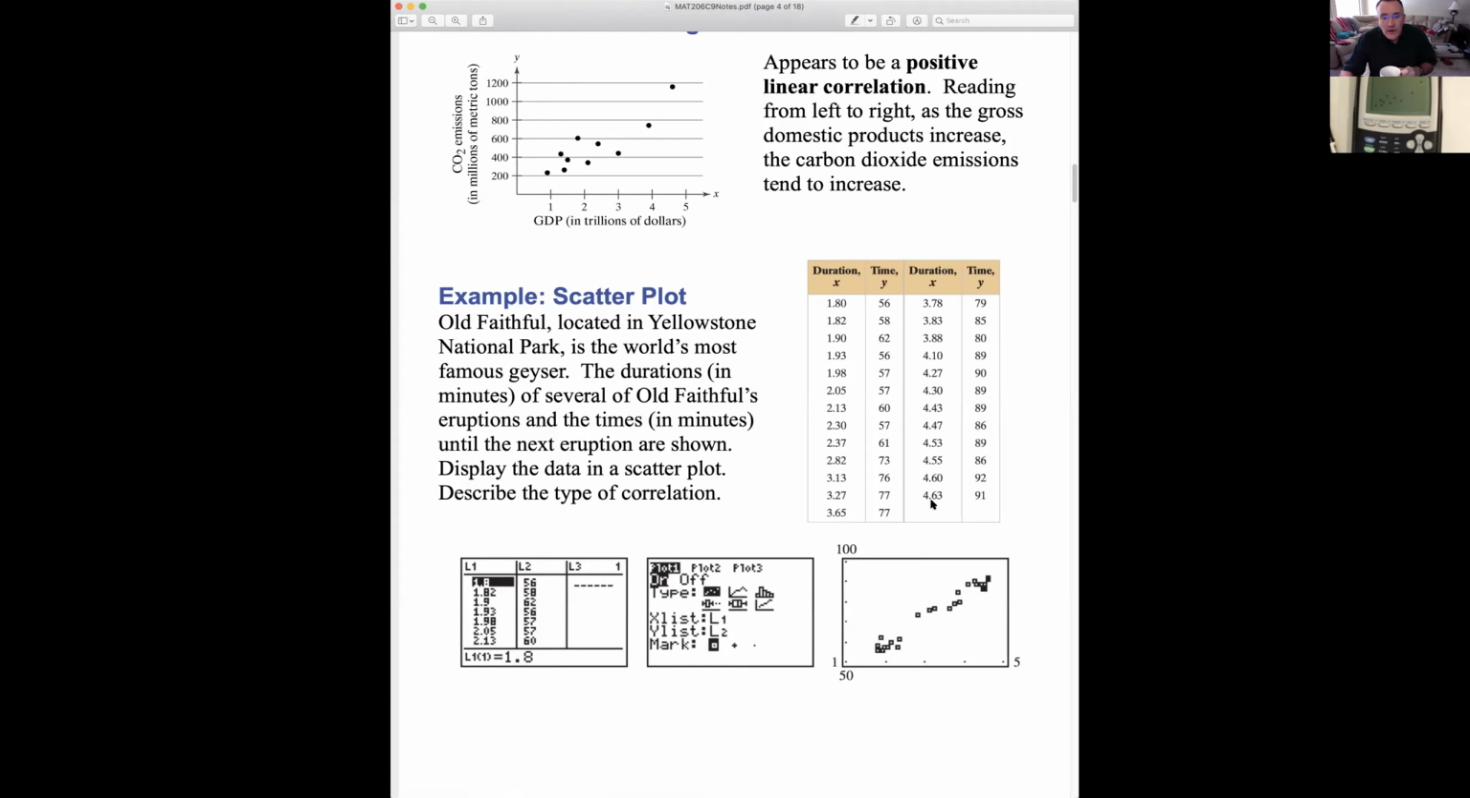So it'll squirt, I guess mostly water, up in the air, right? And steam for 2 to 5 minutes. And then it kind of reloads for an hour to an hour and a half, and then does it again. And fairly faithfully, I would guess, since it's called Old Faithful.